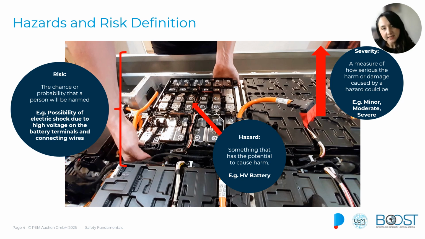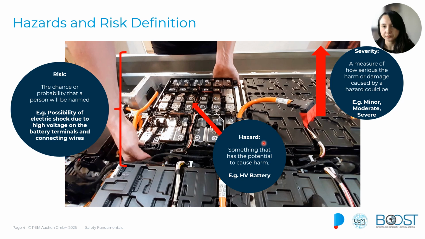To understand better and to clarify some of the terms that we will be using later on, in these slides we will define three of the main terms: hazard, risk, and severity. These are going to be fundamental for understanding safety in high voltage systems. So let's start with the hazard, and a hazard is basically anything with the potential to cause harm. For example, the high voltage system and the high voltage battery itself is a hazard because it holds a significant amount of energy.